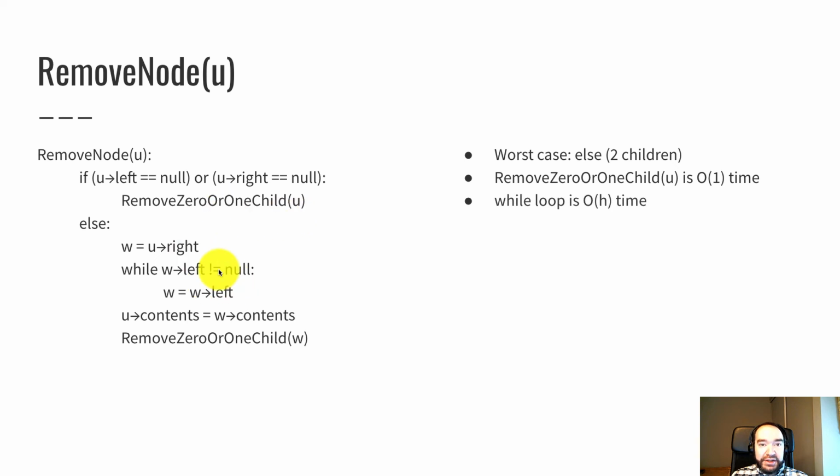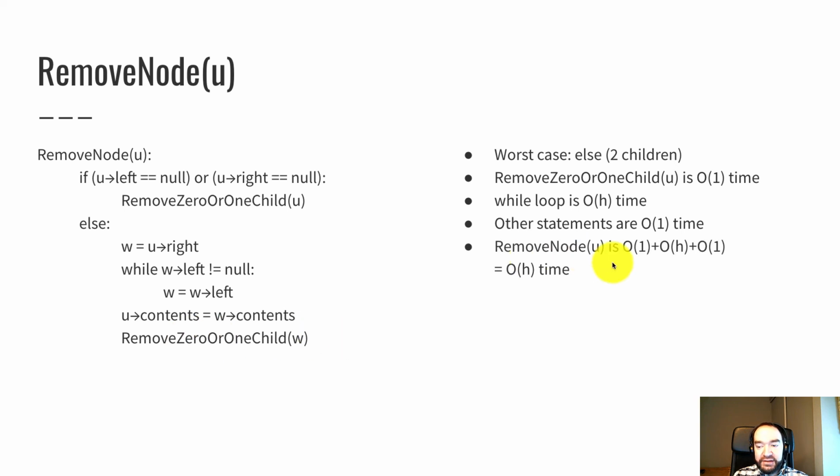The while loop takes big O of h time. This starts at u. U is a pointer to a node, and finds a successor by going right and then left as far as we can. So the maximum number of iterations of this while loop is h, the height of the tree. So this while loop is big O of h. All of the other stuff in this case is constant time. This if statement is constant to assign w. Copying the contents is constant time, and we said remove 0 or 1 child is constant time. So RemoveNode is constant time plus the big O of h while loop plus constant time. It's big O of h total time for RemoveNode.